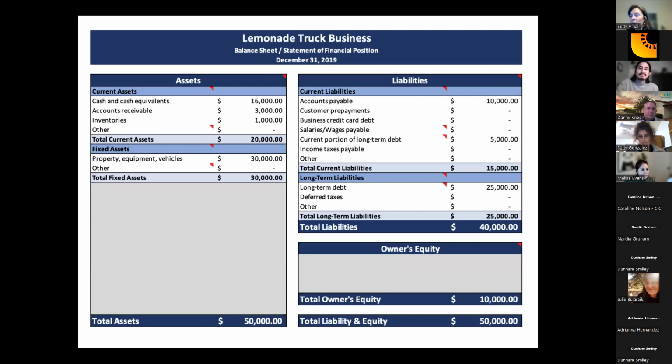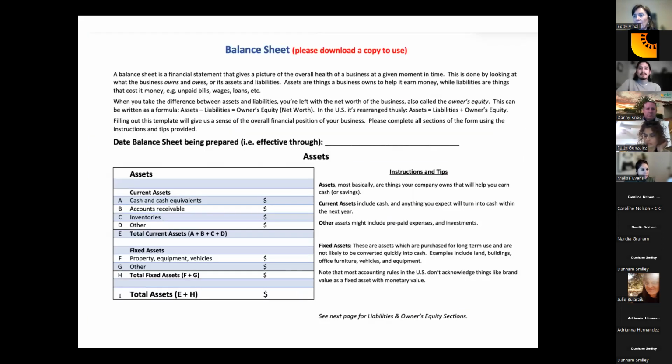Again, this is just where we got to, but you've seen this document already. So this is ultimately what you would be creating. This is just a template that we can make available for you, and it's a worksheet that you can work through to figure out a balance sheet. So we will make the link for this available to you.